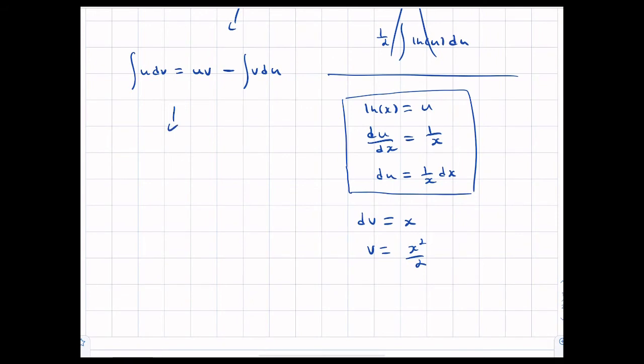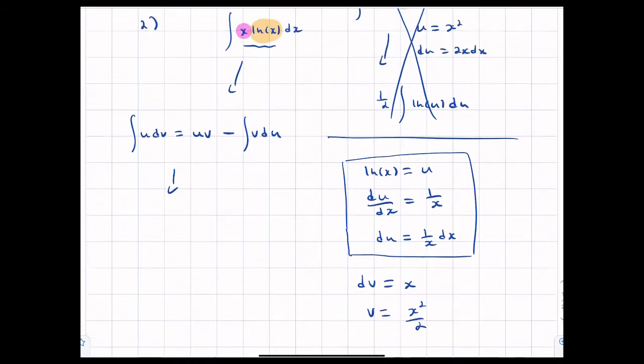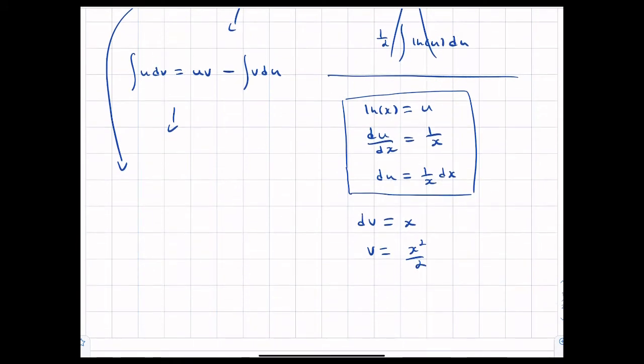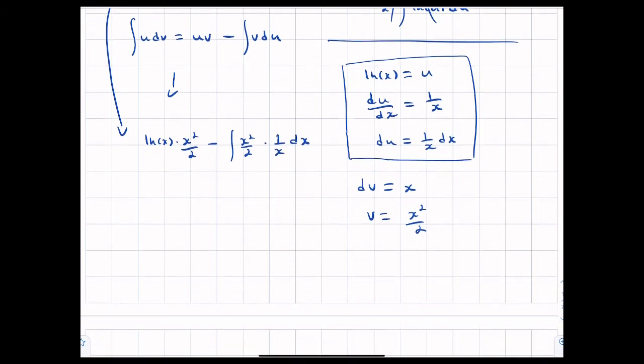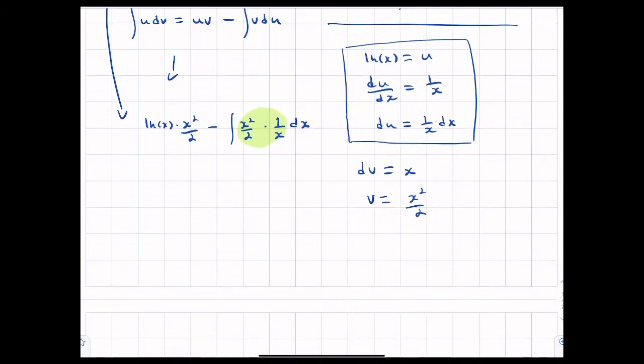So I can substitute these in, and I get the integral that I'm looking for. This thing from way up there is going to be equal to u times v, which is ln of x times v, which is x squared over 2, and then minus integral of v, which is x squared over 2, times du, which is 1 over x dx. And immediately I can see that this was the right way to go with it, right? Because this is a much easier integral to compute than the one that I started with. So this is minus, I'll pull out the 1 over 2, integral of x dx.